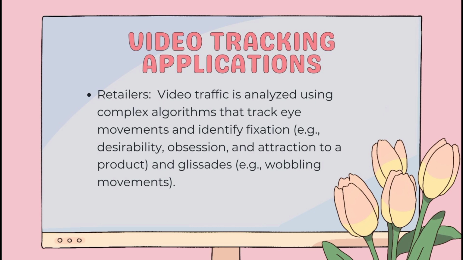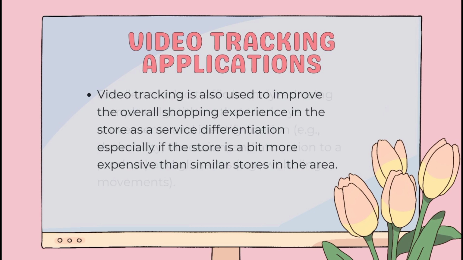An example of a new rule is the fact that the faster a shopper finds the first item she or he needs, the more she or he purchases in such category. This dispels the previous myth that the more time a shopper spends in a particular area, the more she or he buys. Video tracking is also used to improve the overall shopping experience in the store as a service differentiation, especially if the store is a bit more expensive than a similar store in the area.